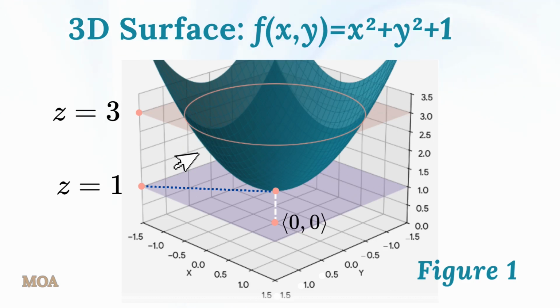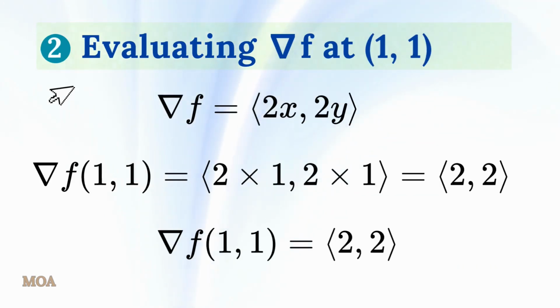suspended exactly at its vertex at z equals 1 on the vertical axis, where x equals 0 and y equals 0. Furthermore, the intersection of any plane parallel to the xy plane with the surface forms circles centered on the symmetry z-axis, as depicted on the slide. Well, now, let us evaluate the gradient of f at the point 1, 1.